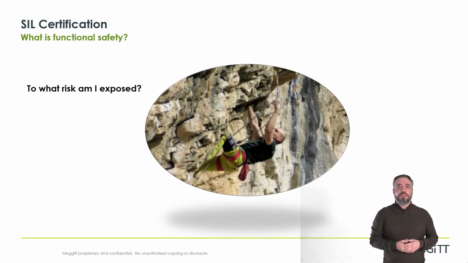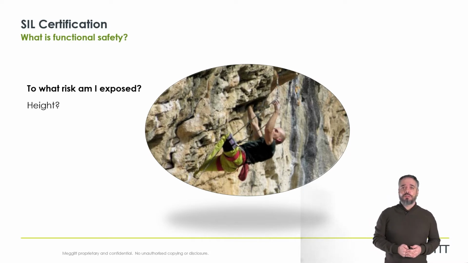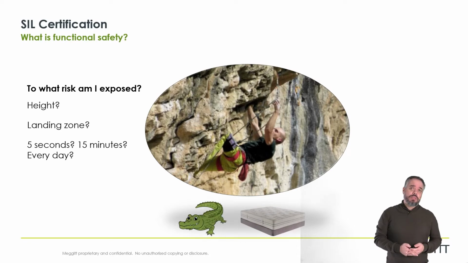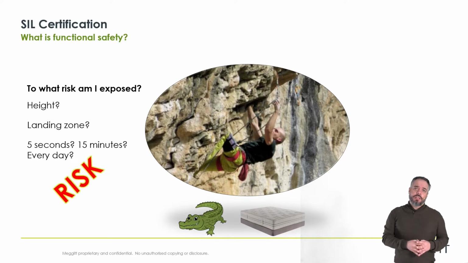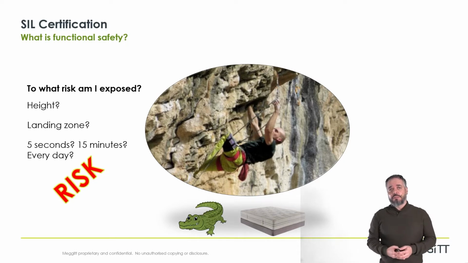So, first thing we need to understand is the risk to which we are exposed and also the consequences of an accident. Clearly, the risk factor that comes to my mind is height. But there are others. How does the landing zone look like? For how long I will need to sustain my grip? Also, how often I expect to resort to the safety gear? Is it something that I will use every time to descend, for instance? The evaluation of the risk to which I am exposed will dictate the level of protection I will need. As we will see later, this evaluation will tell me what SIL level I will need for my application.